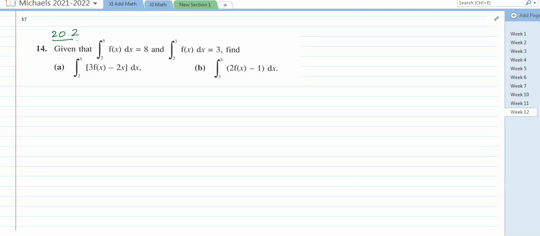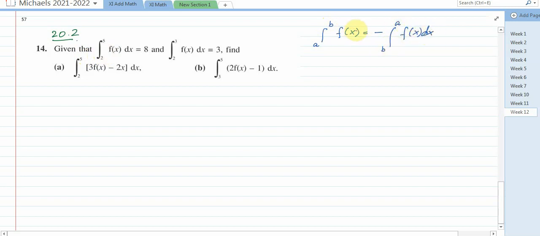It says, given that... Before starting this question, let me give you the intro of what we had discussed earlier. Let's suppose you need to integrate from b to a of f of x, so it is equal to minus integral of b to a f of x dx, right? We discussed these properties of the limits in the last couple of sessions, and we are going to apply those properties in the questions from the book.